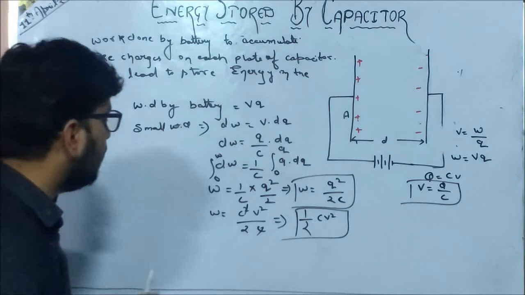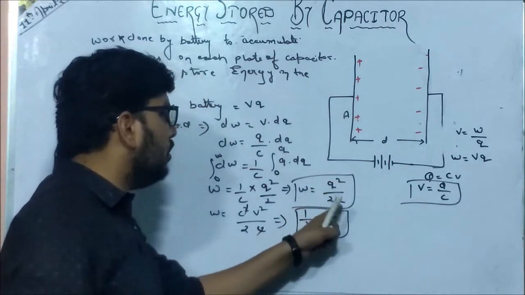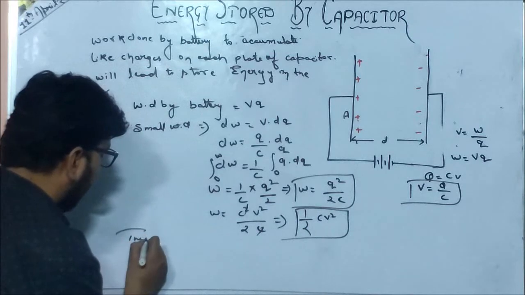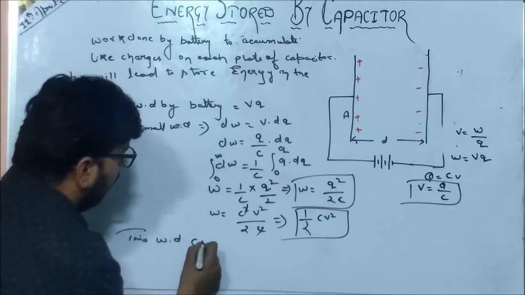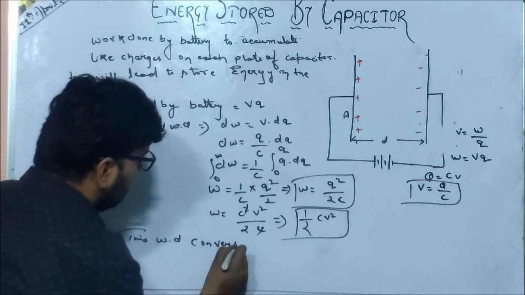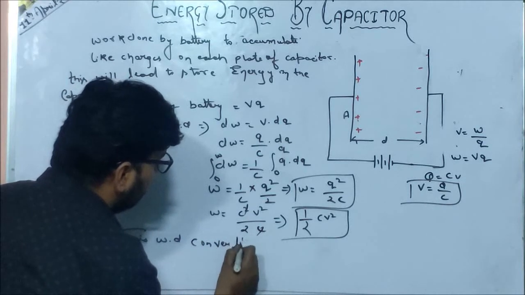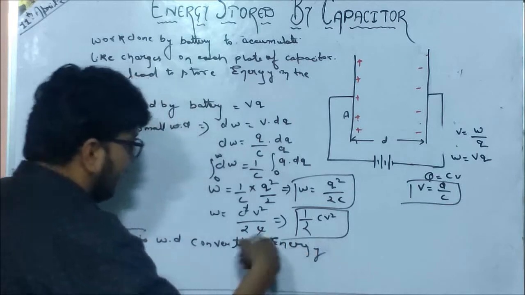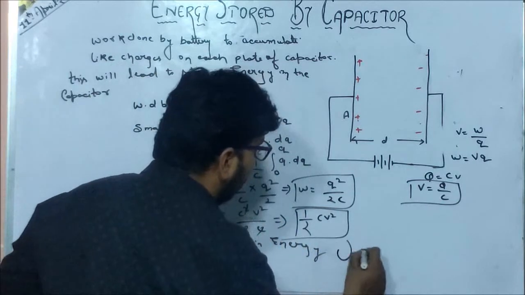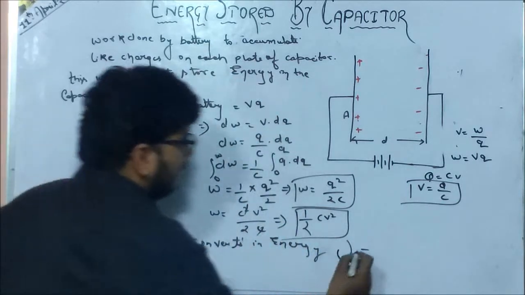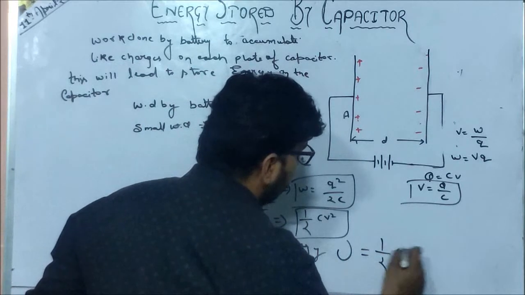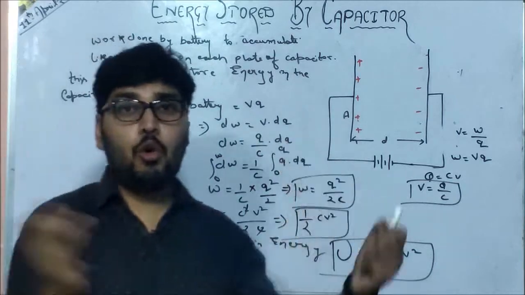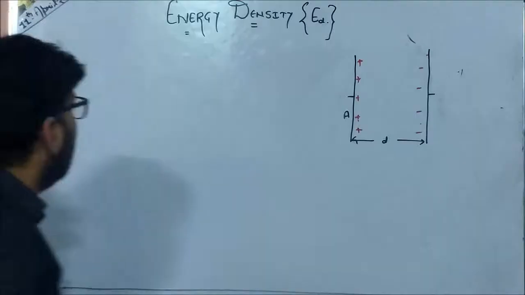So we are having two values of work done, that is Q square by 2C and half CV square, and this work done converts into electrical energy, and this energy will be written by U, that is half CV square. This is the energy stored by the capacitor.